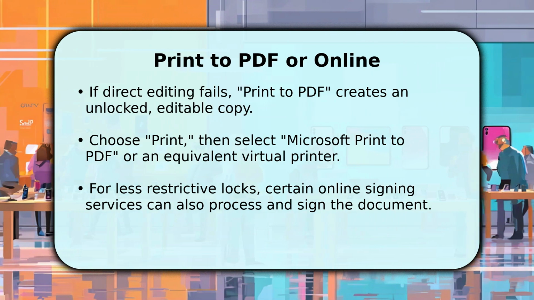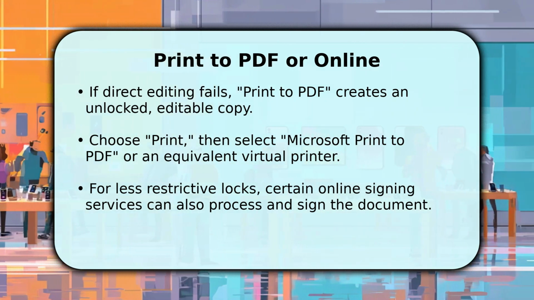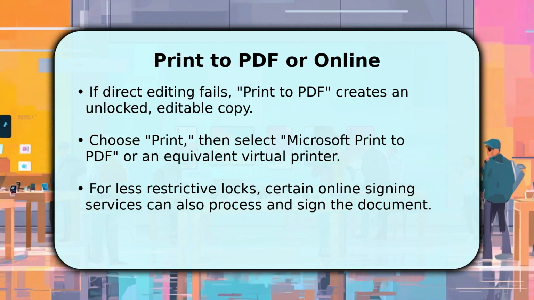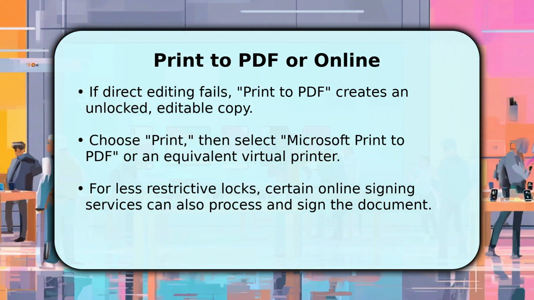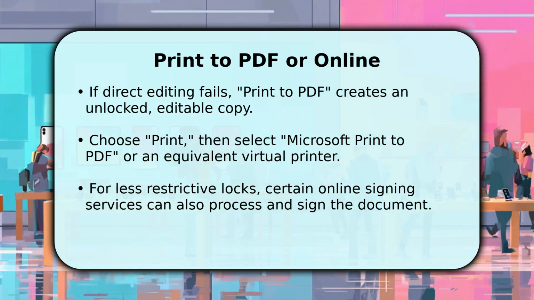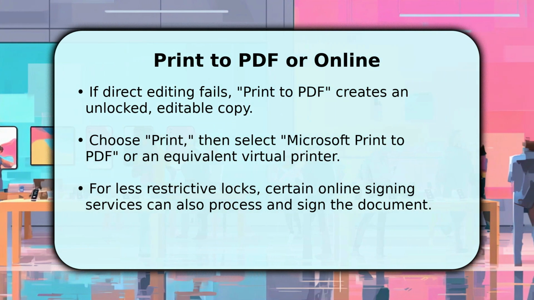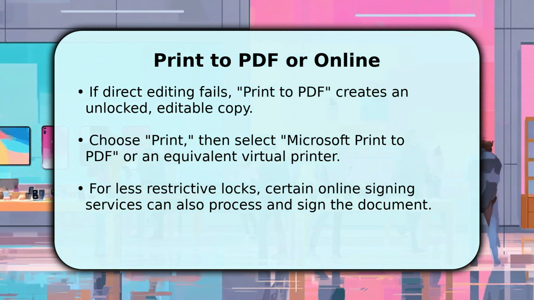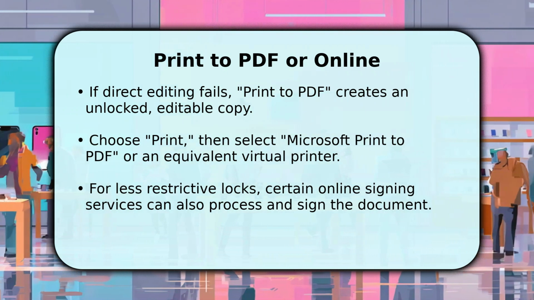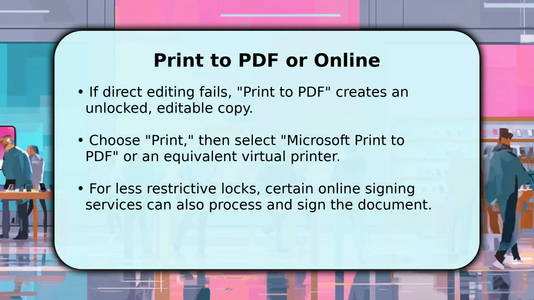If a direct edit doesn't work, don't worry, there's another clever workaround: print to PDF. This method essentially creates an unlocked, editable copy of your document. Just open the PDF, go to Print, and select a virtual printer option like Microsoft Print to PDF or Save as PDF. Additionally, for less restrictive security, certain specialized online signing services can sometimes help process and digitally sign your document effectively, giving you more options.